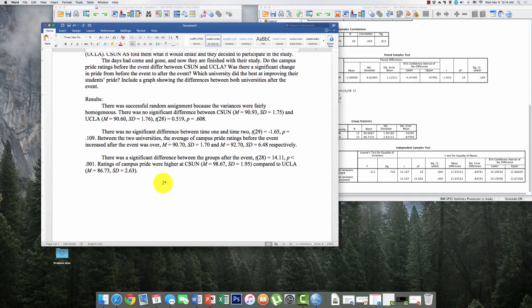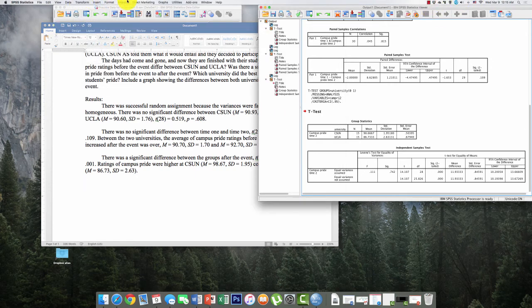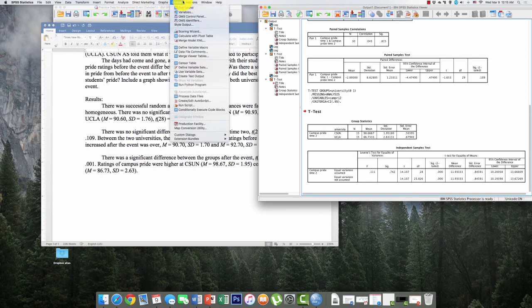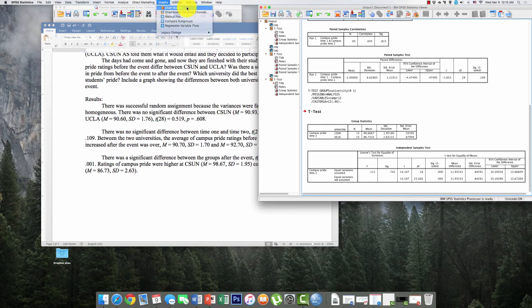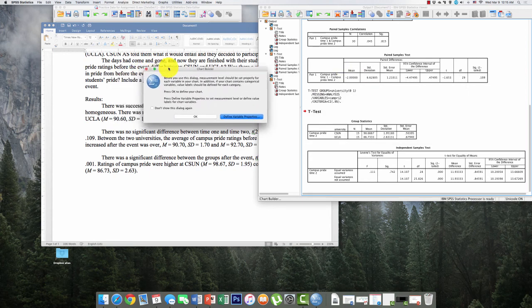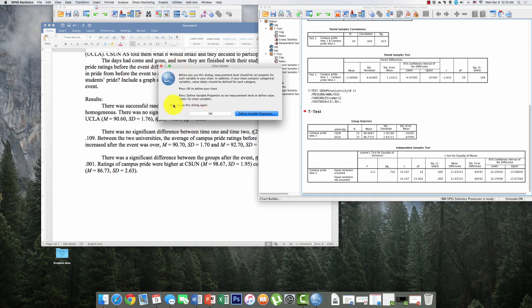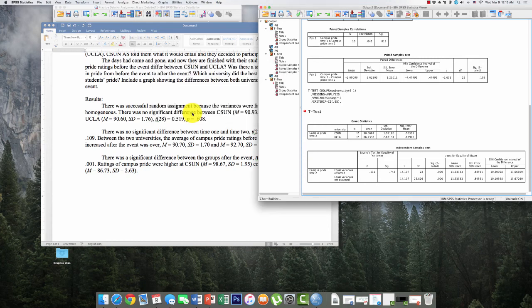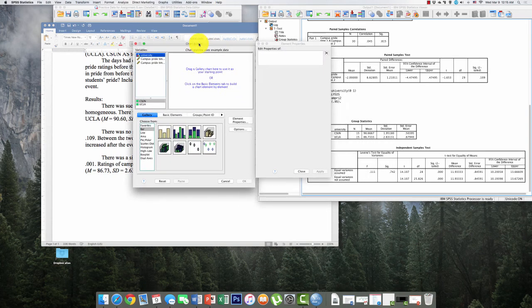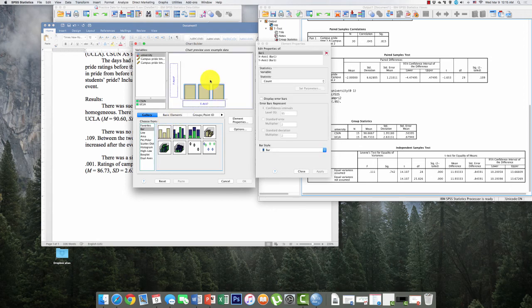So we're going to go on to the last part of this assignment. We're going to go to our output, hit analyze, or sorry, go to graphs, go to chart builder. You're going to get this pop-up, hit OK, or you can pick don't show this dialog again. You're going to see this pop up. What we're going to do is grab this bar graph down here, click, hold, and drag to this larger white box.